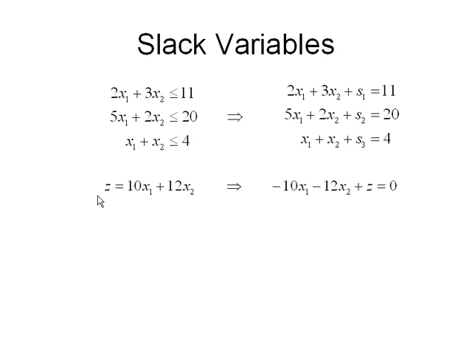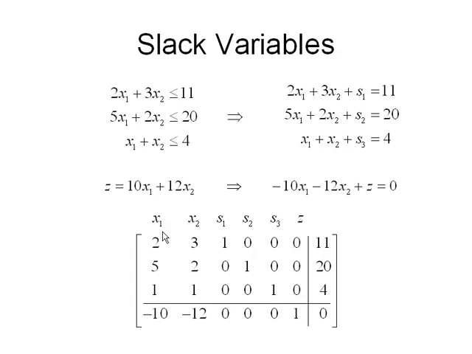So I have my objective function, z equals 10x sub 1 plus 12x sub 2. If I modify that by putting all the terms on the left-hand side, I get minus 10x sub 1, subtract 12x sub 2, plus z equals 0. So that gives me the equalities that I needed, and now I just need to take those equations and put them into an augmented matrix.